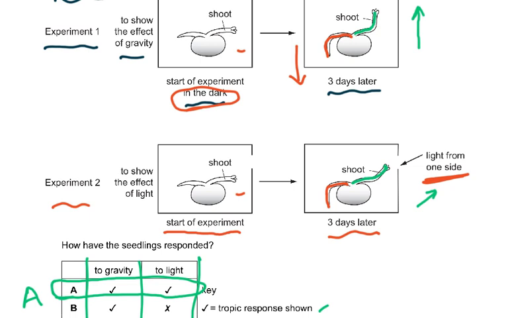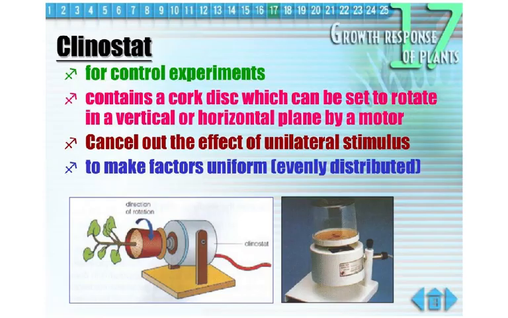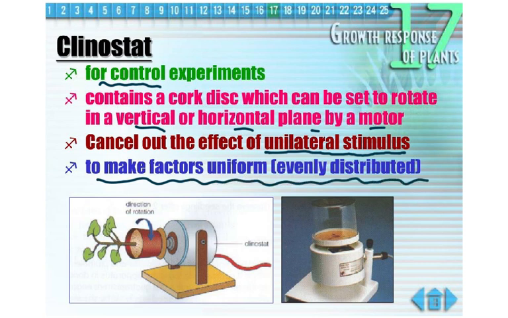I mean, you didn't use a clinostat. Now just discussing a clinostat. It is basically for control experiments, containing a cork disc which can be made to rotate in a vertical or horizontal plane by a motor. It cancels out the effect of a unilateral stimulus, either the effect of light or the effect of gravity, so as to make the factors uniform or evenly distributed. So it's a control. Clinostat, C for clinostat, C for control.